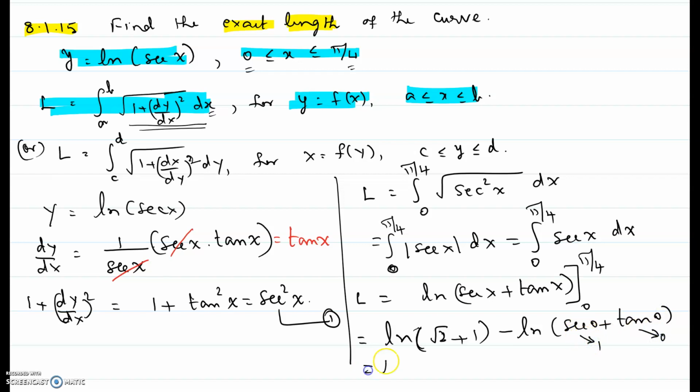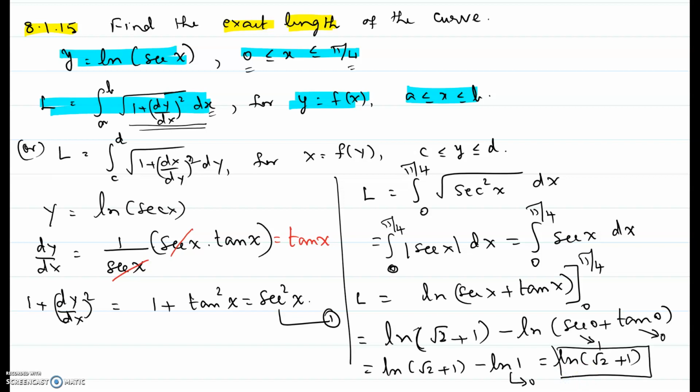So we have ln of root 2 plus 1 minus ln 1, but ln 1 is 0, so we get ln of root 2 plus 1. That is the length of the curve.